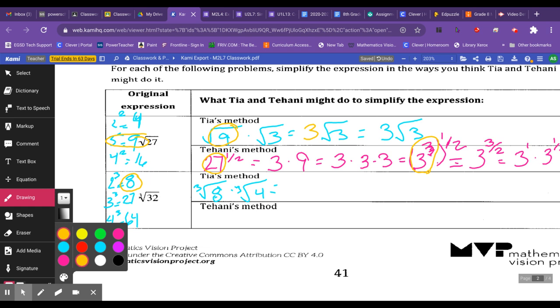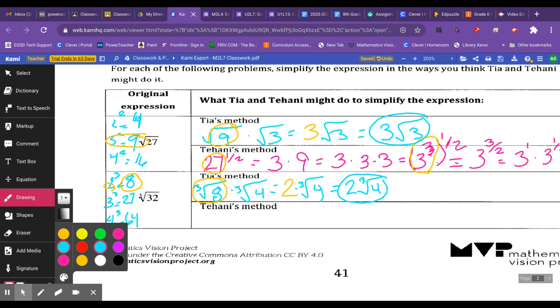I have a cubed root of 8. We just said that was 2. But I cannot find a cubed root of 4 that's a whole number. So 2 cubed root of 4. Nothing else to simplify, so that's my answer, 2 cubed root of 4. Let's go ahead and circle those.